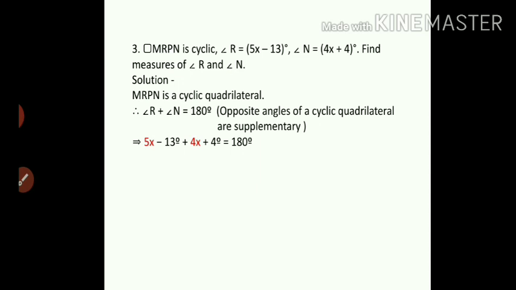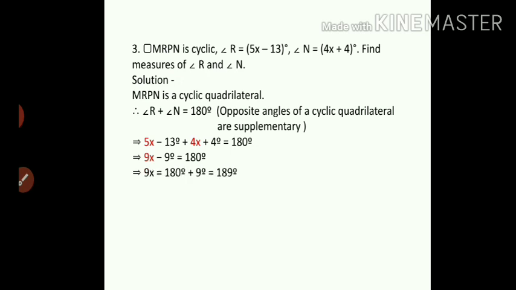Now see, we will take like terms. You can see 5x and 4x, so 5 plus 4 will be 9, and minus 13 and plus 4 are like terms. When you simplify that, you get 5x plus 4x is 9x, and minus 13 plus 4 will be minus 9. Total is equal to 180.